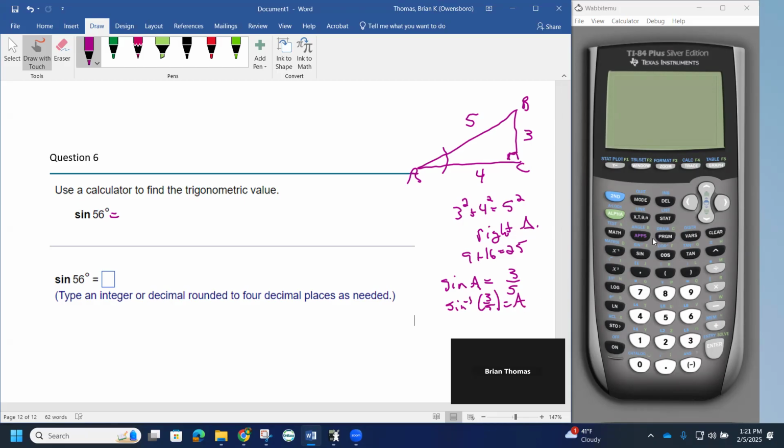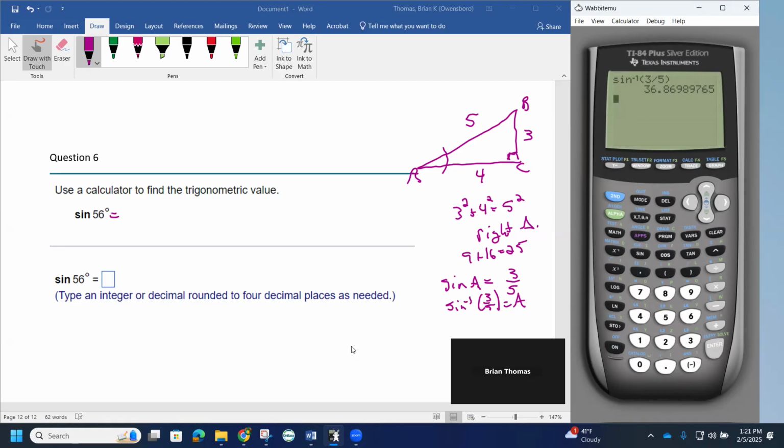So if I do this, on our calculator we have sine, cosine, tangent, and right above there we have inverse sine, inverse cosine. That does it backwards. So if I know the ratio, which is 3/5, it will kick out the angle of 36.86, so forth and so on.